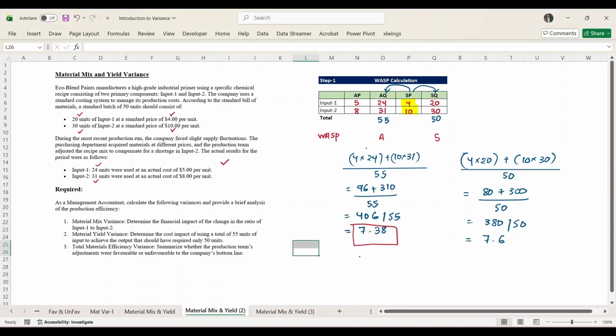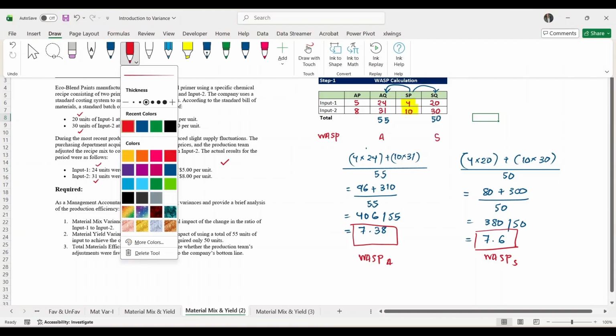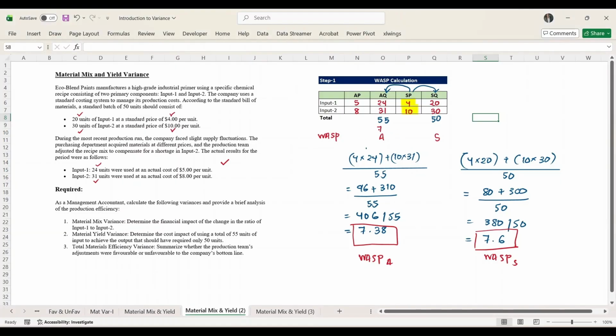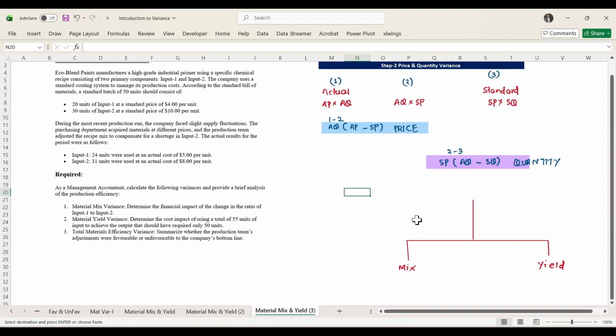So now we have got this: 7.38 is our WASP A, and 7.6 is our WASP standard S. We can put it here. WASP A is 7.38. I'll put it here, 7.38, and WASP S is 7.6. And we'll take this entire calculation to the next part. Here we'll keep it as a reference somewhere.